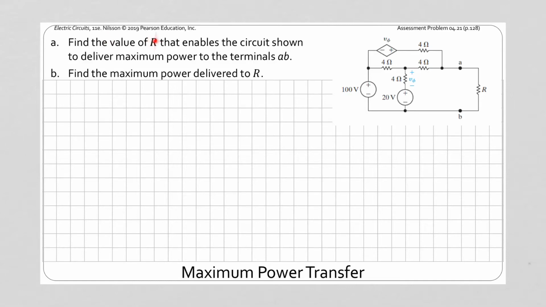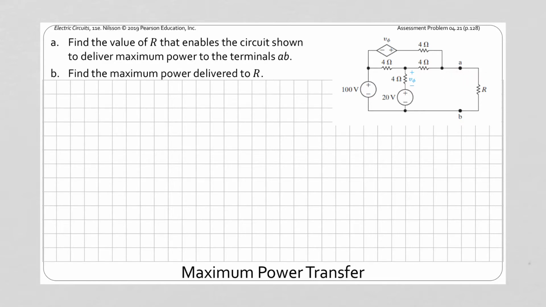Here we want to find the value of R, which is some sort of load that enables the circuit shown to deliver maximum power across these terminals A and B. So again, R is acting like the load. We have some supply circuit here, and we want maximum power transfer from our supply circuit to our load.